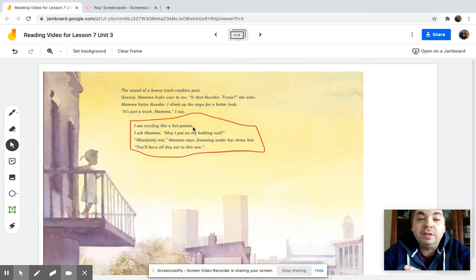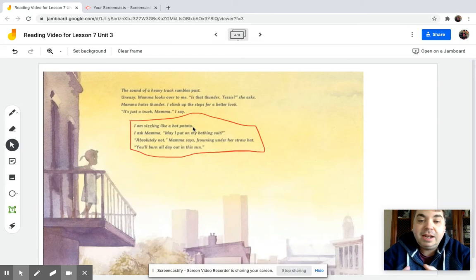Also, I'm thinking about the other clues that are around too. She wants to put on her bathing suit. You would do that if you were super hot and wanted to go swimming. Also, her mother says she can't do that because she'll burn all day out in the sun, meaning that it's way too hot and way too sunny for her to have a bathing suit on because she'll get a sunburn.